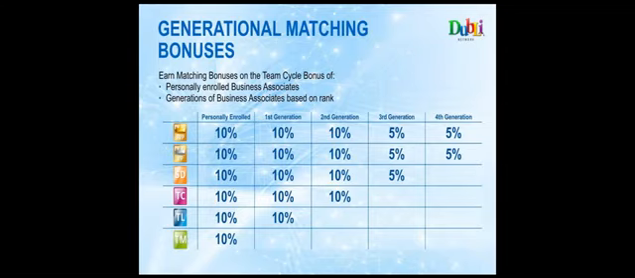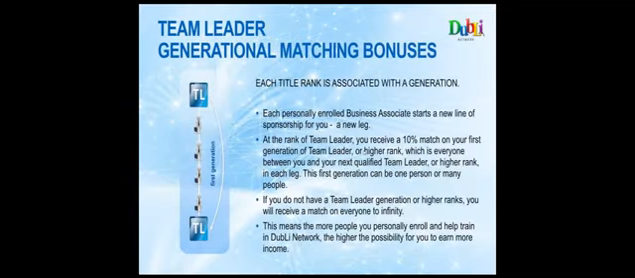Now once you make sales director, you still get your 10% on your personally enrolled. You get 10% on your first generation of sales directors or higher, 10% on your second generation of sales directors or higher, 5% on your third generation. Now vice presidents, senior vice presidents, same 10% personally enrolled, they get 4 generations, 2 of 10s and 2 of 5s. Here's what that means. That's why this is so important.